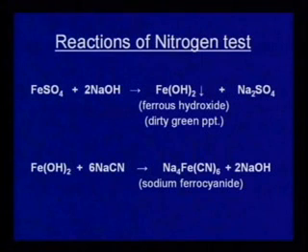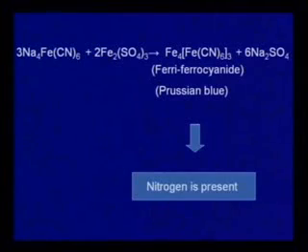Okay, then this ferrous hydroxide reacts with the sodium cyanide. What is the sodium cyanide? The nitrogen is present in the sodium cyanide form in the LASSAIGNE'S extract. So this sodium cyanide then reacts with ferrous hydroxide to give sodium ferrocyanide. And this sodium ferrocyanide then reacts with ferric sulfate to give the ferriferrocyanide complex, which is Persian blue in color, which indicates the presence of nitrogen.